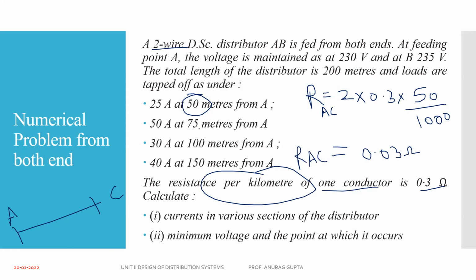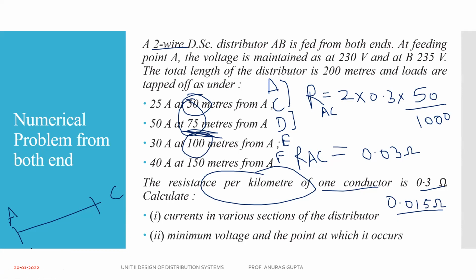Clear? Similarly, if I'm finding RCD, because this is your C point, this is your D point, it's your E point, it's your F point that I'm tapping. So RCD, and that's your A point feeding. So RAC we have found. Now what is RCD? In RCD we have said that the distance will be 25 meters. So half of that. So what is the answer? 0.015 ohm. Clear? Again 25. So what is RD? Again the same answer. So first I have found the equations.